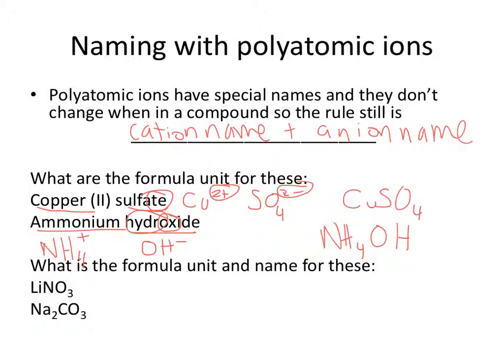All right, so these are already in their formula unit, so we don't need to do that, but we need to name them. So we look at Li, and we know that is lithium. And then NO3, when you see a nonmetal attached to oxygen, or multiple oxygens, that's a good indicator that it's a polyatomic. And NO3 is nitrate. So that's lithium nitrate.